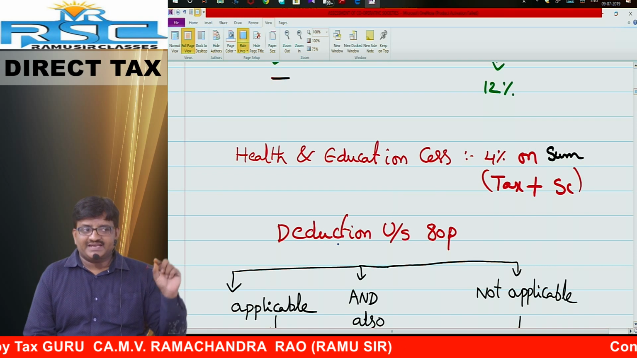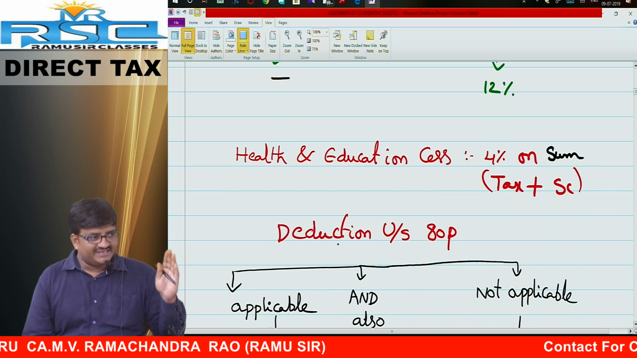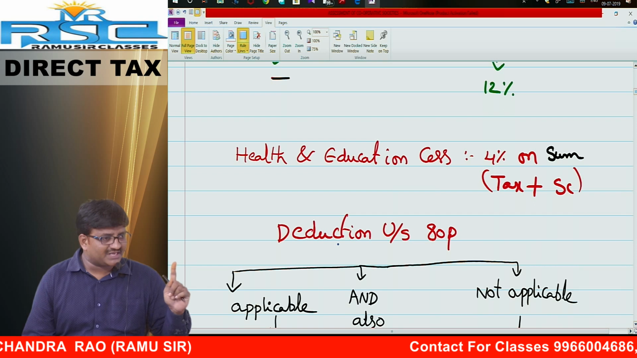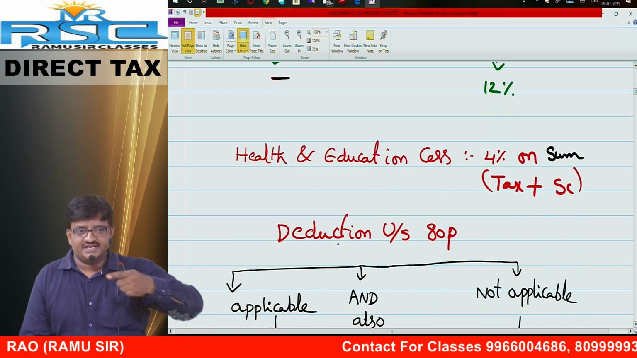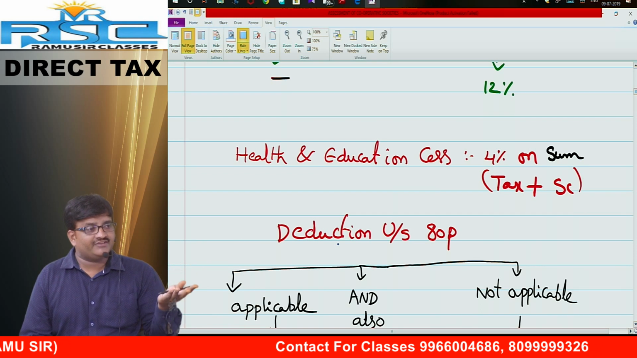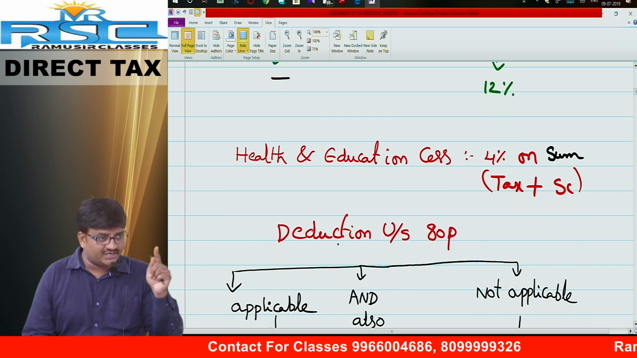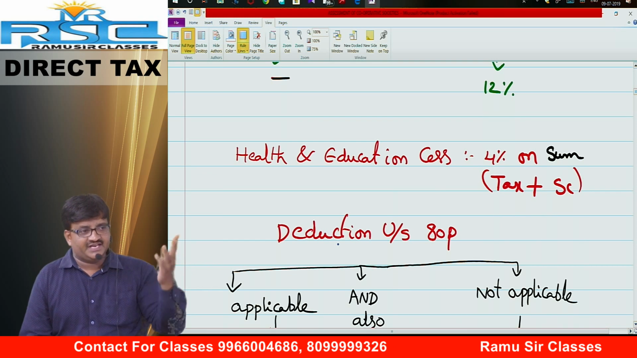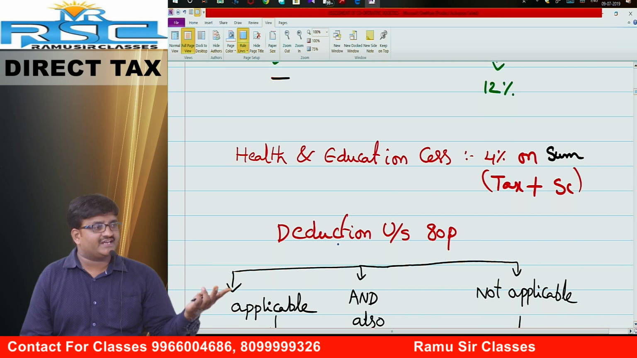Very important topic, 80P deduction. Friends, deduction under 80P is not applicable for all assessees. It is only for cooperative societies. I repeat, 80P deduction is only applicable for cooperative societies. Individual cannot claim. HUF cannot claim.